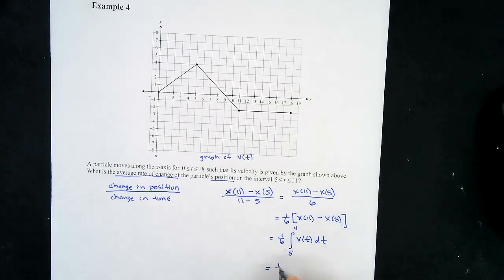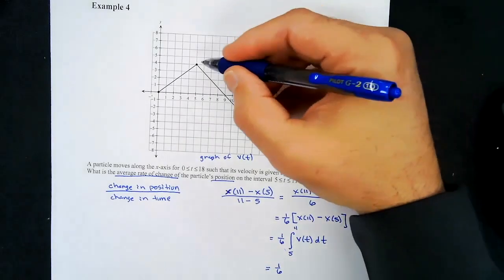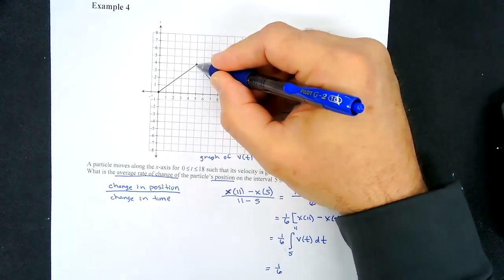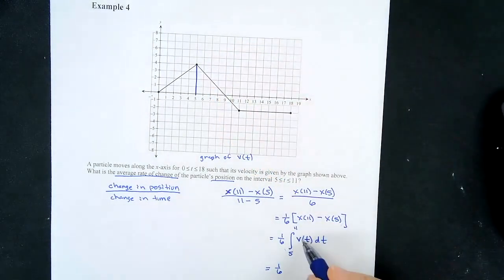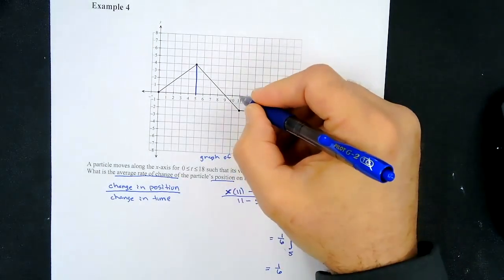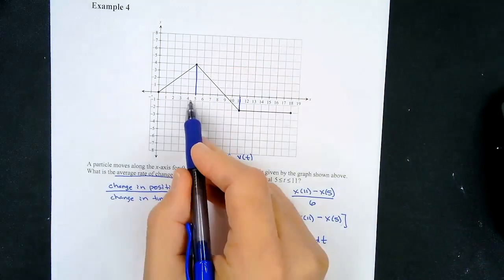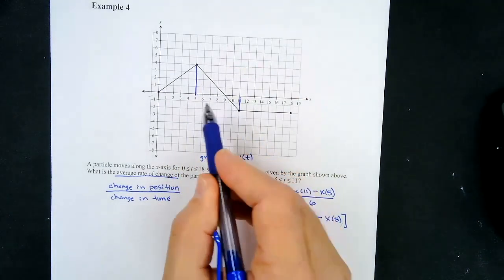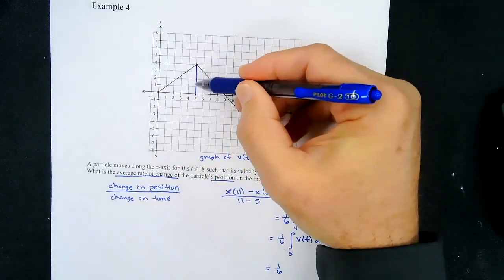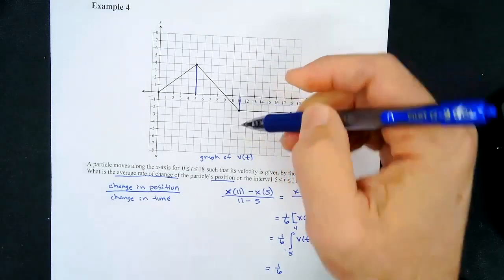So this is going to be 1/6 times, and because these are nice geometric shapes, what we want to do is start right here at 5 and end at 11, right here. And we want to do this integral from 5 to 11. Well, part of this is above and part of it's below. We're going from left to right, so the part that's above is going to be positive, and the part that's below, we're going to assign negative to it.